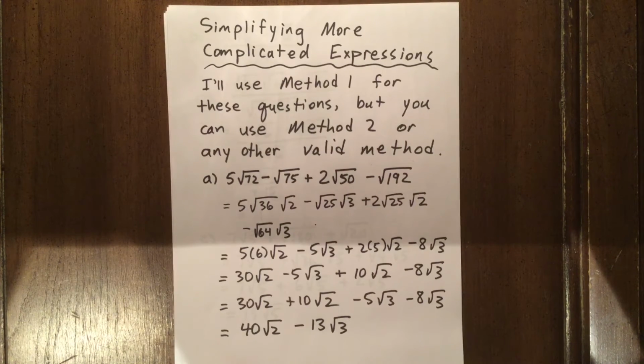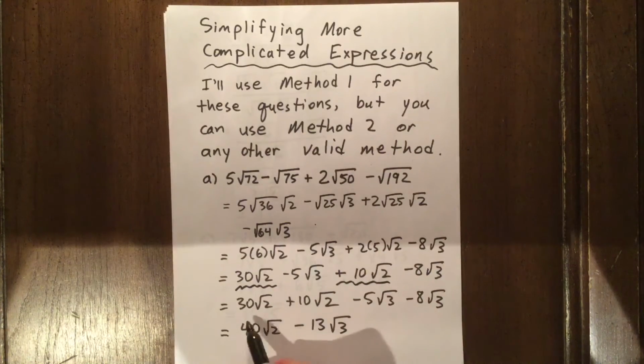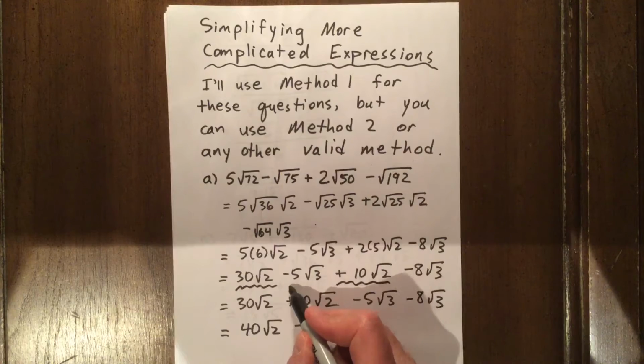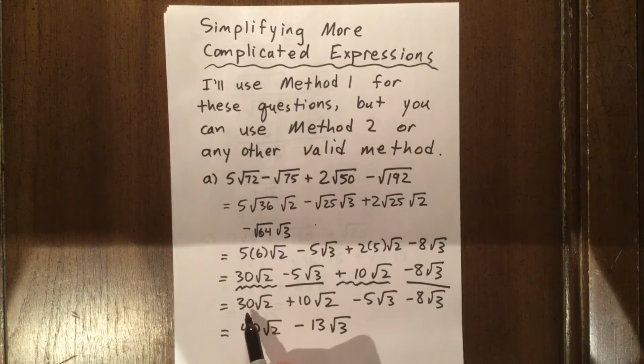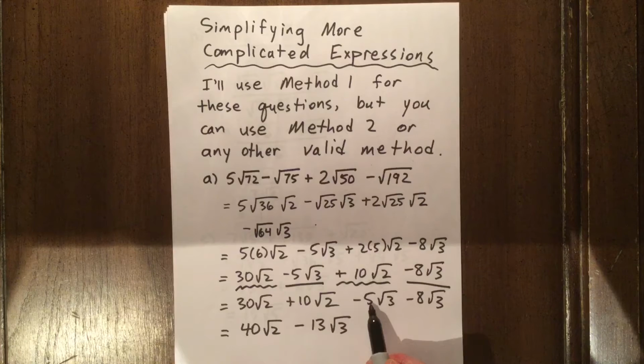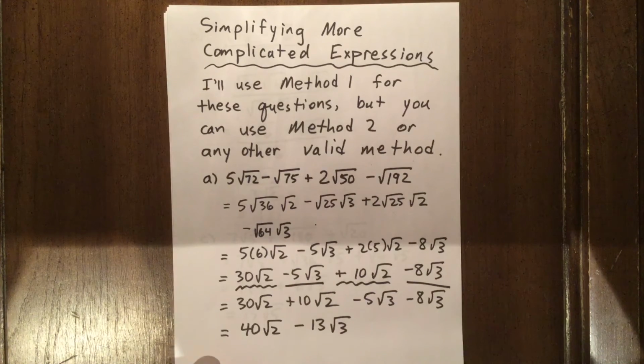Now what I can do is collect like terms. 30 root 2, positive 10 root 2, I bring them together. And then I have minus 5 root 3, minus 8 root 3, and I bring them together. It's just like simplifying: if you had 30x plus 10x, you would call it 40x. Well, that's what's happening here. 30 root 2 plus 10 root 2 is 40 root 2. Don't change the root 2. That stays solid. And if I had negative 5y minus 8y, I'd call it negative 13y. So similarly, negative 5 root 3 minus 8 root 3, I call that negative 13 root 3.